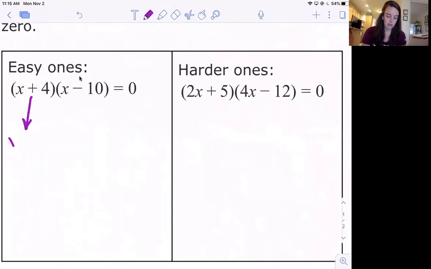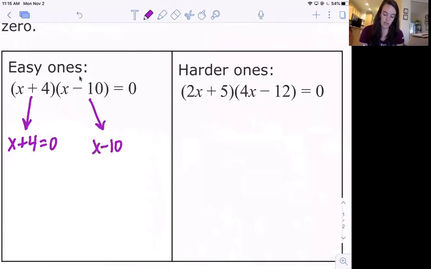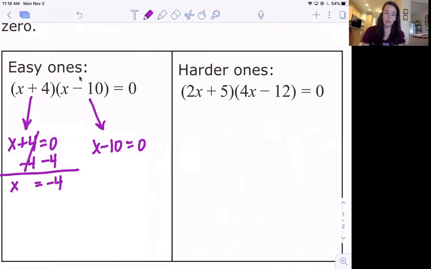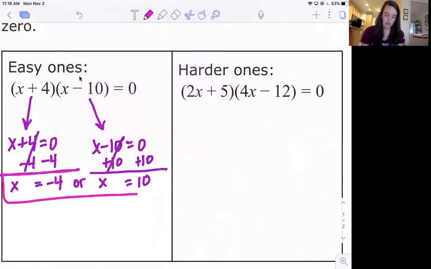So we know either x plus 4 has to be 0 or x minus 10 has to be 0. If we want to know what x is, I'm going to solve for x by subtracting 4 on both sides. So x is either -4, or I'm going to add 10 on both sides to get x by itself, x equals 10. So our two solutions are x equals -4 or x equals 10. You might remember just switching the sign, but this is why: you're solving to see if they're equal to 0.